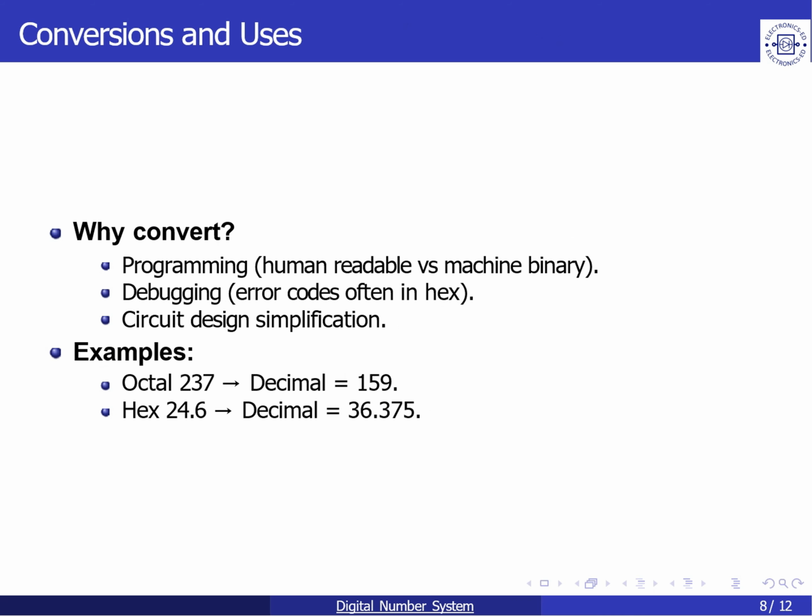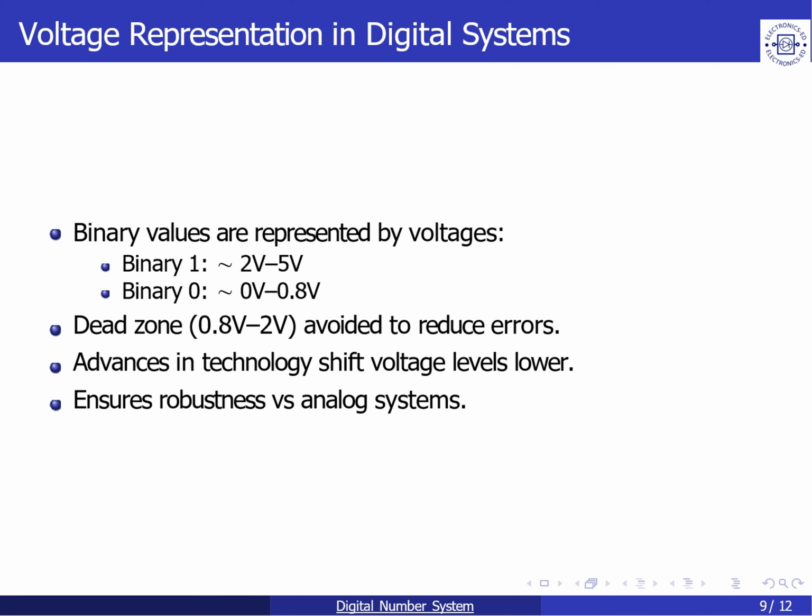Why should we learn to convert numbers between these systems? In programming, we often switch between human-friendly decimal numbers and machine-friendly binary. When debugging, error codes are often given in hexadecimal. In circuit design, using octal or hexadecimal simplifies complex binary wiring diagrams. For example, octal 237 is equal to decimal 159, and hexadecimal 24.6 converts to decimal 36.375.